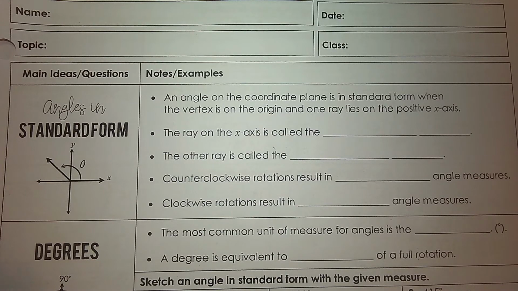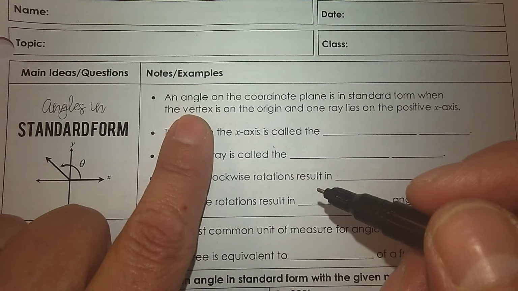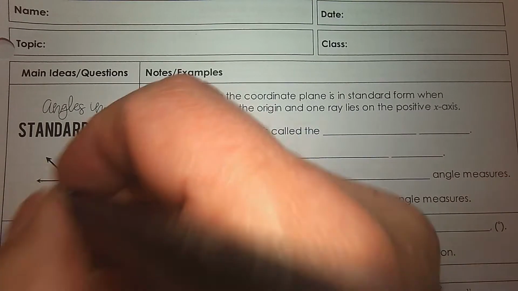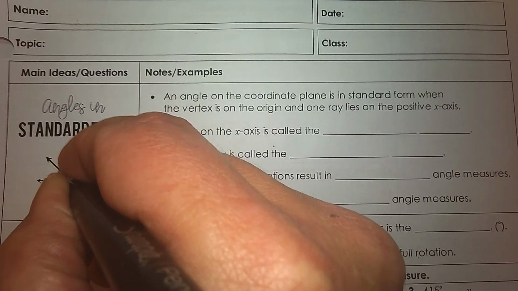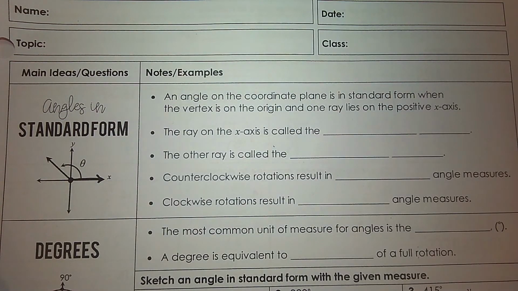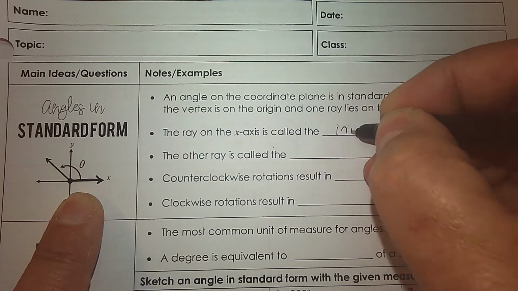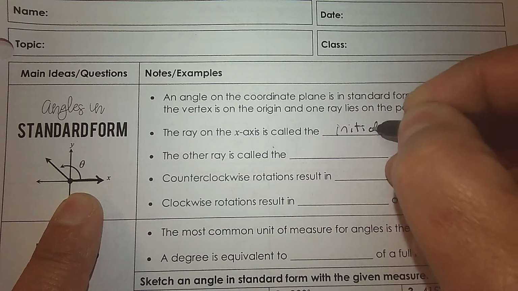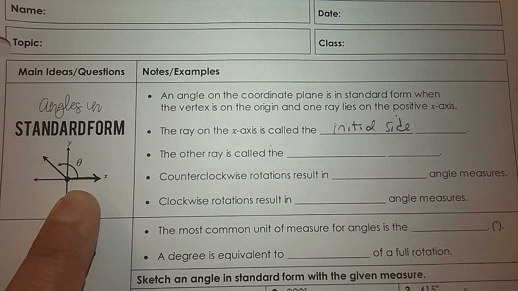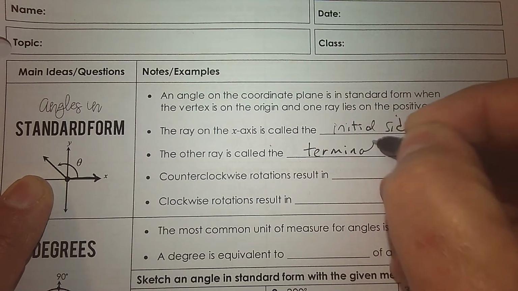An angle on the coordinate plane is in standard form when the vertex is at the origin and one ray lies on the positive x-axis. So when you draw an angle, you can also think of it as an xy plane, and the ray on the x-axis is called the initial side. The other ray where it ends is called the terminal side.